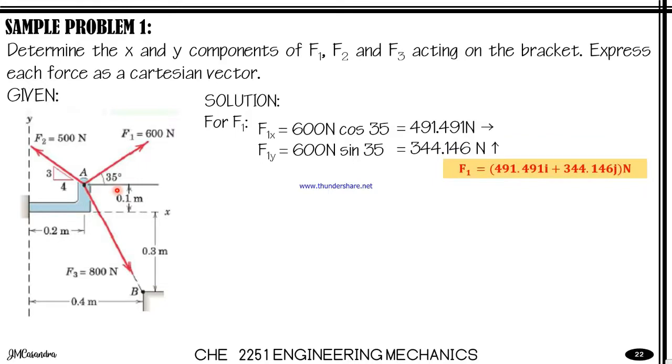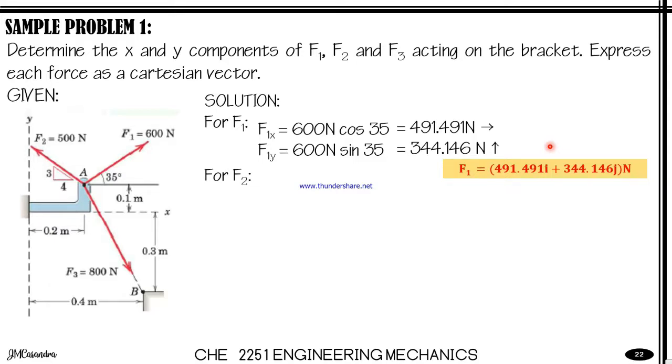So we can express it as a Cartesian vector. This can now be written with x as i and y as j. So this will be 491.491 i plus 344.146 j newtons. Okay. Next, we have force 2.